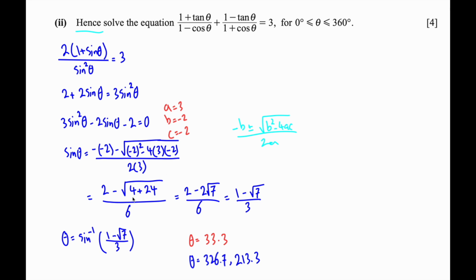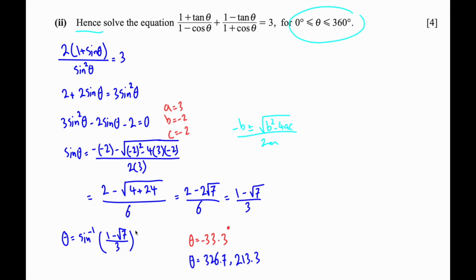Your discriminant becomes 4 plus 24, which is the square root of 28, and the square root of 28 you can simplify. Since 28 is 4 times 7, the 4 can come out and becomes 2, and now I can factor out a 2 from top and bottom. I can cancel it out, and I get 1 minus the square root of 7 over 3.